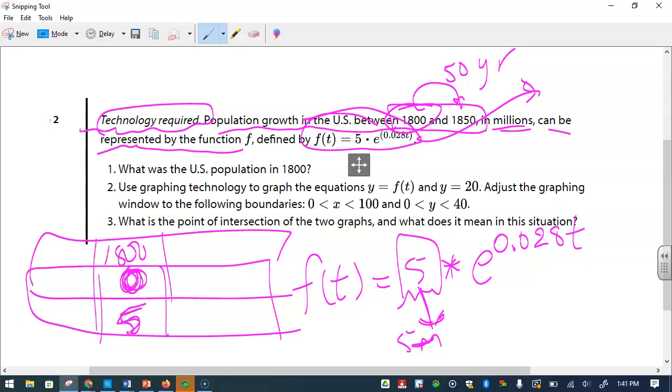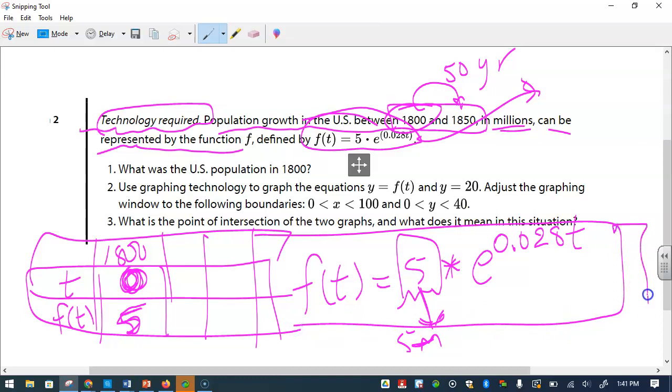So this is time, years since 1800, and this is f of t. Then it goes on, and somewhere here is 1850. So this means this is 50, right? So the question is, what was the population in 1800? By just looking at it, the first question you already answered. You see the number here. You always compare with the exponential function.